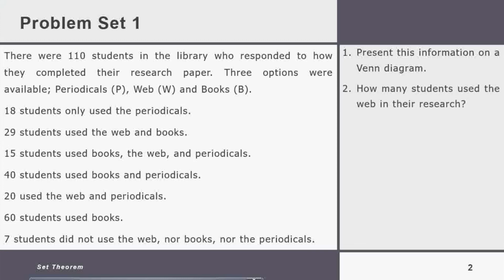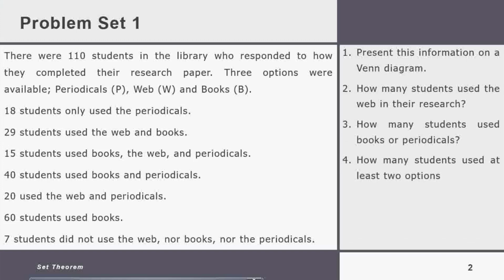Okay, so how many students use the web in their research? The third question is how many students used books or periodicals? The fourth question is how many students used at least 2 options? Now, in case you've already dealt with sets before, it will be very good for you at this point to pause this video and then solve the question, then later on resume to see how your solutions compare with the ones that I'll present in this video. So follow me as we answer the first part of this problem, which is to present the information given on this part here on the Venn diagram.